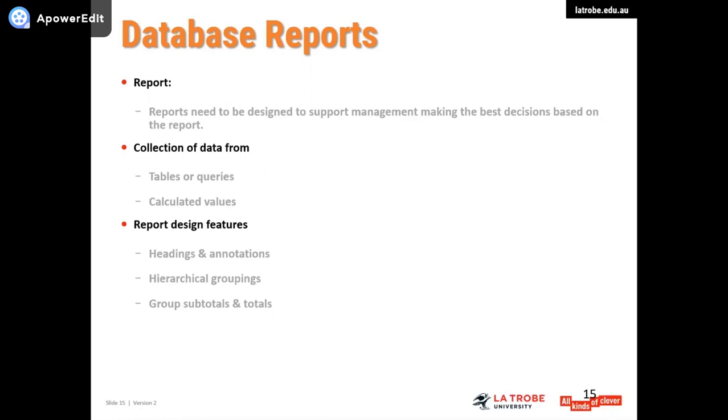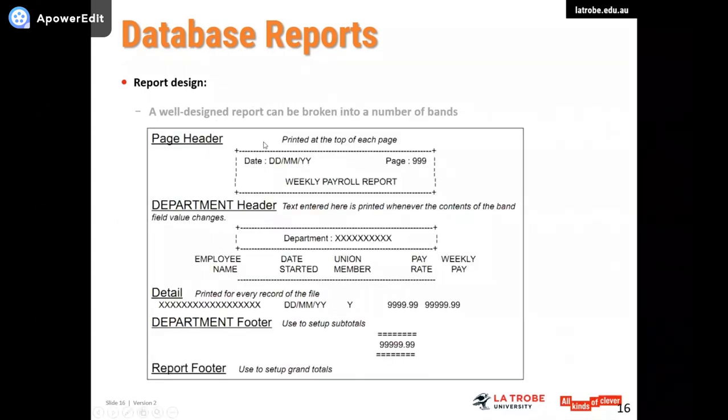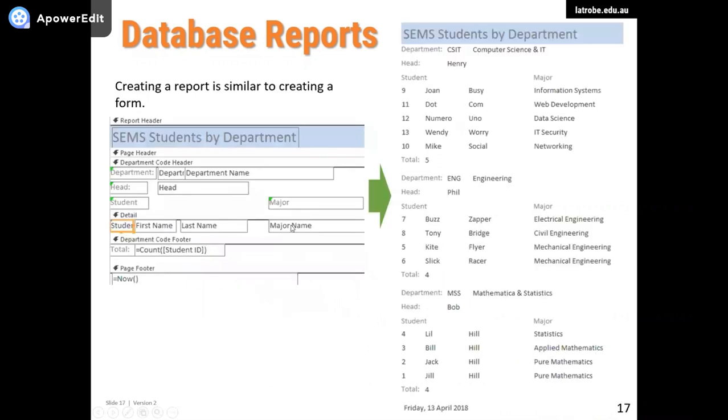About the report design, a well-designed report can be broken into a number of bands. And here is an example of a report. You can see that the report is very well organized, designed with the headings very clear, and also with the key information very clear to the readers. Creating a report is very similar to creating a form. So I will show you later how to create reports.